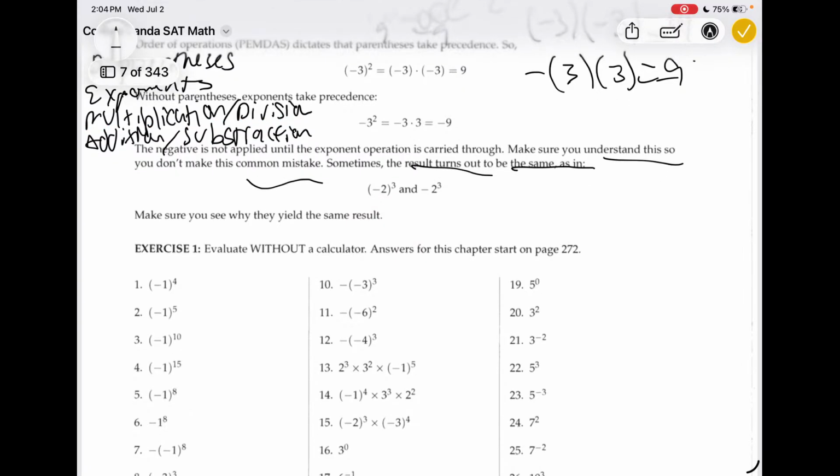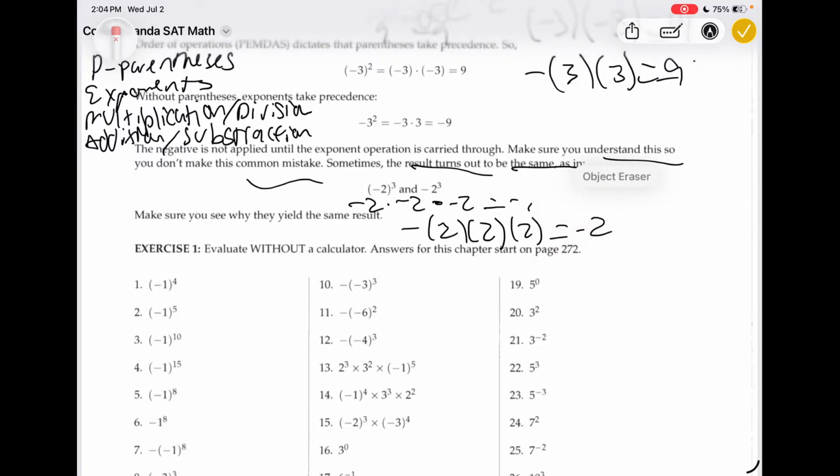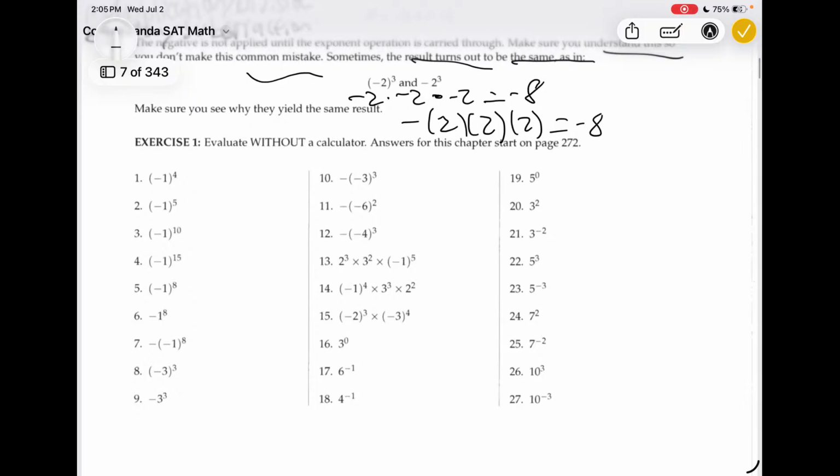Sometimes the result turns out to be, negative 2 times negative 2 times negative 2 is equal to negative 8. And then negative 2 times 2 times 2 is also negative 8, obviously not equal to negative 2. Evaluate the value without a calculator. Answers start on page 272.